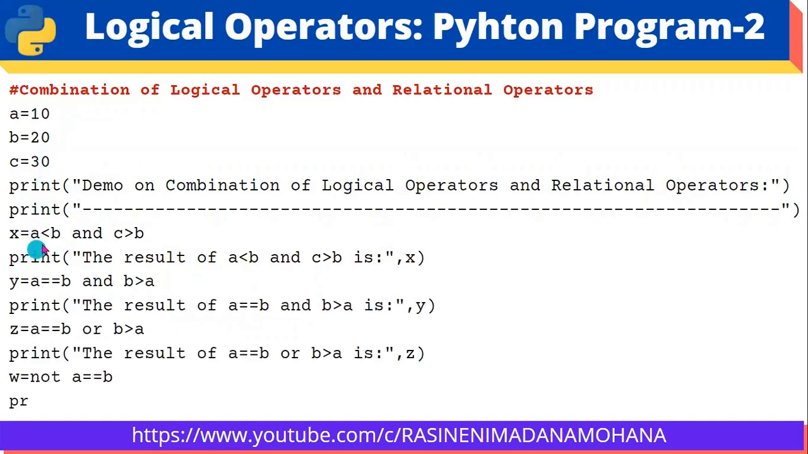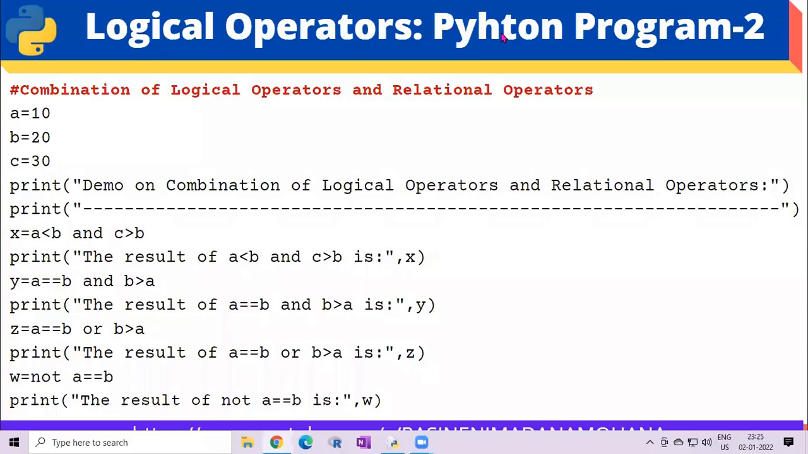So the first one, A less than B and C greater than B. The first relational operator A less than B, and C greater than B. Now these two are combined using the logical AND operator. The second expression A equal to B, then B greater than A. Here again this is combined using the logical AND operator.